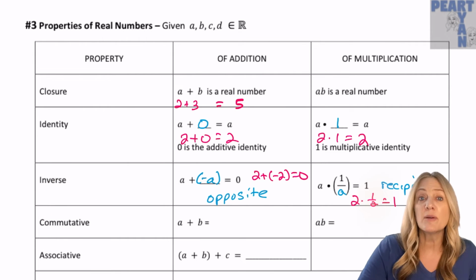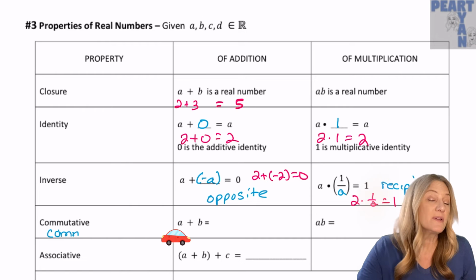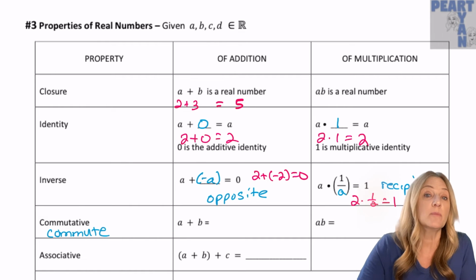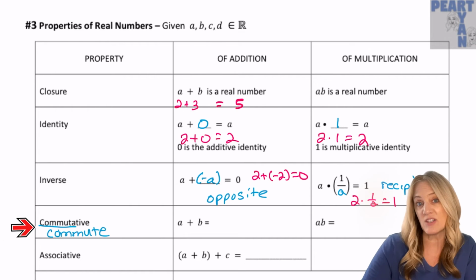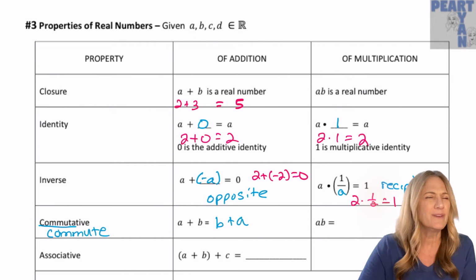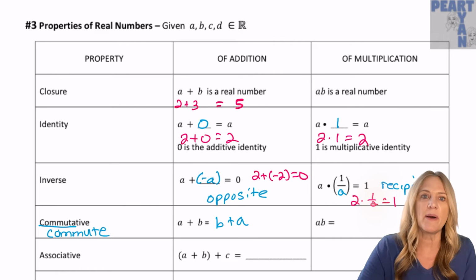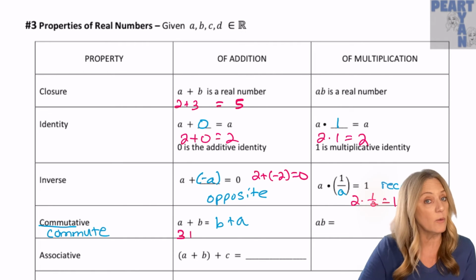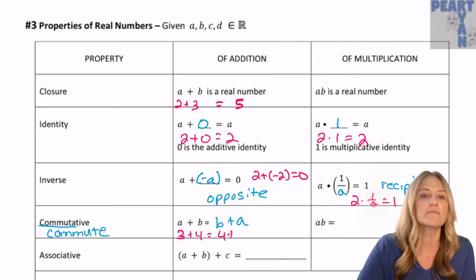Ready to drive? Yeah, let's go ahead and commute. When we commute, we move from one position to another. And that's what commutative property of addition and multiplication are. A plus B equals B plus A. Well, is that true? Well, let's think about it. 3 plus 4 equals 4 plus 3. Yep, 7 and 7. Same thing with multiplication.